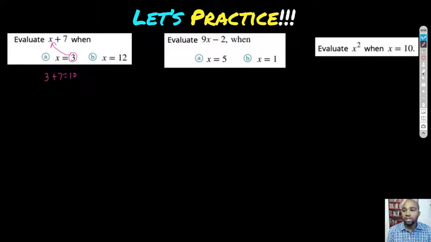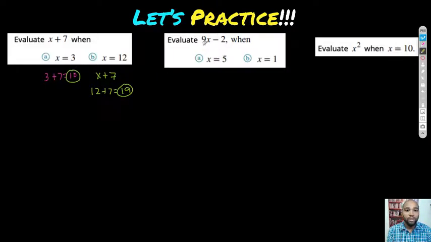Let me erase this. So the next one, we're going to do the same thing, but this time for letter B, x equals 12. So instead of x plus 7, we're going to replace that x with a 12 and say 12 plus 7. And 12 plus 7 gives us 19. So when we evaluate this expression when x equals 12, we get a value of 19. And when x equals 3, we got a value of 10.